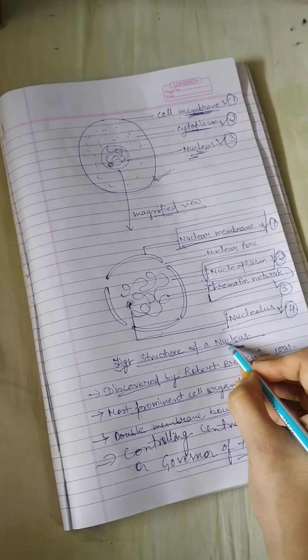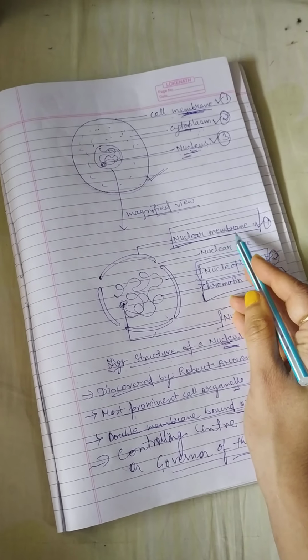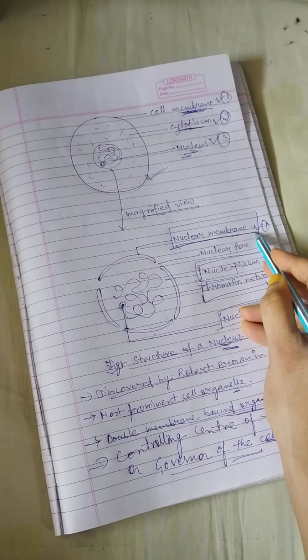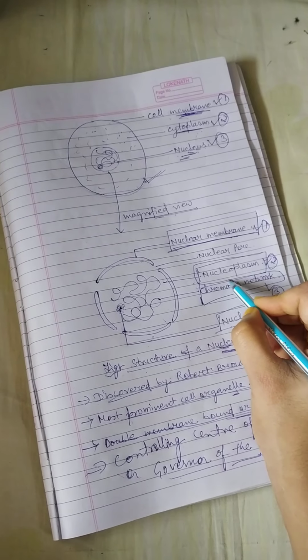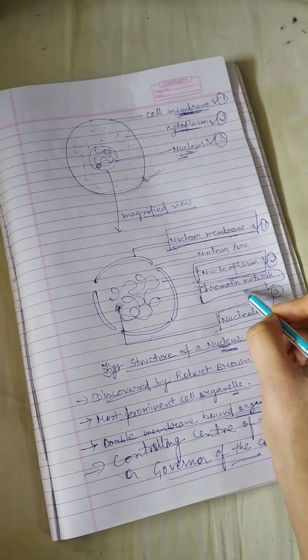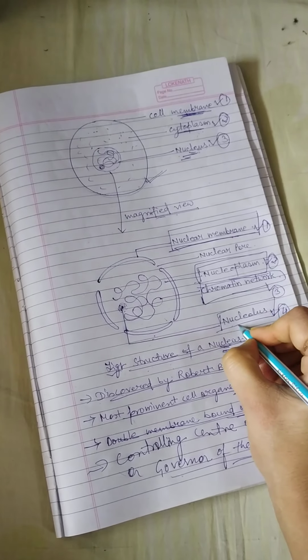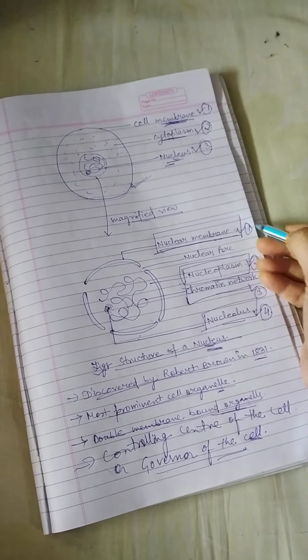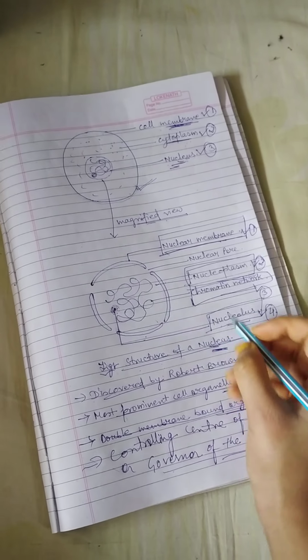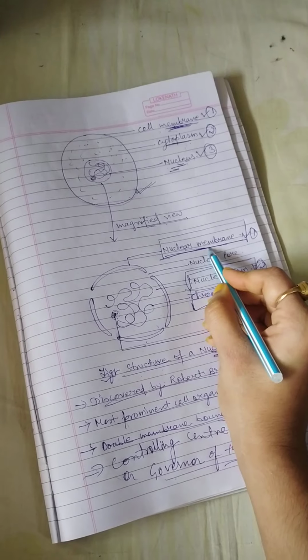If you see a nucleus under a microscope, you will see that it has four important parts. The first one is the nuclear membrane, which encloses the nucleoplasm. The nucleoplasm contains the chromatin network and the nucleolus within it. So these are the four basic parts of a nucleus. Let us start our discussion with the nuclear membrane.